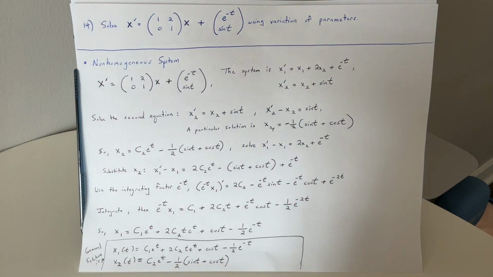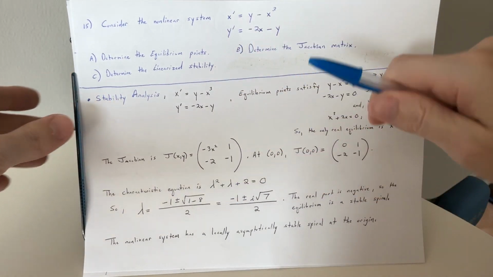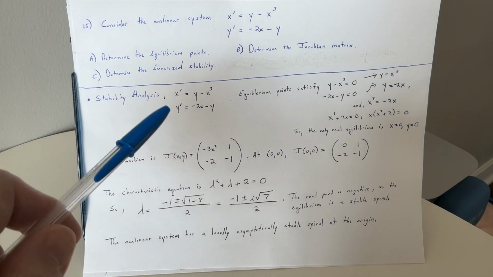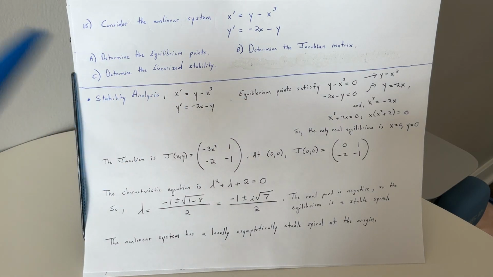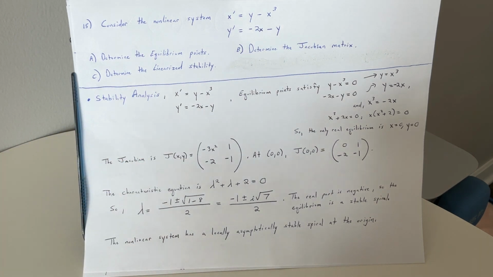Now moving along to number 15, consider the nonlinear system x prime equals y minus x cubed, y prime equals negative 2x minus y. Part A, determine the equilibrium points. Part B, determine the Jacobian matrix. And Part C, determine the linearized stability. So this is a stability analysis problem. x prime equals y minus x cubed, y prime equals negative 2x minus y.